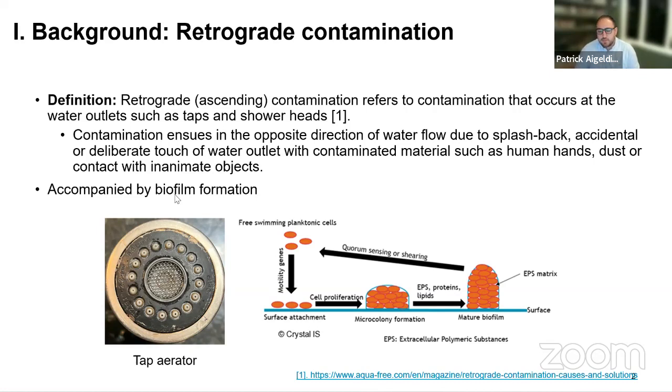This also occurs in public spaces, on aerators or points of dispense that are common to be touched. If you think about a bottled water dispenser or a water dispenser at a hospital, airport, or any public location, what happens is that initial surface attachment can happen from the cells on your skin or in the water. Over time, there's cell proliferation. That's a tough word, proliferation. Eventually, a matrix is formed, and mature biofilms can grow back into the system, contaminating the water supply.